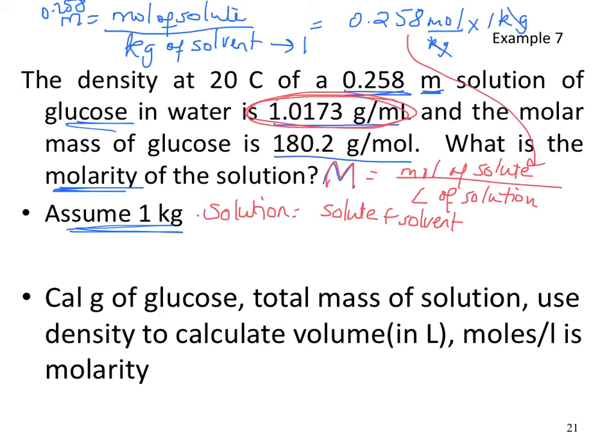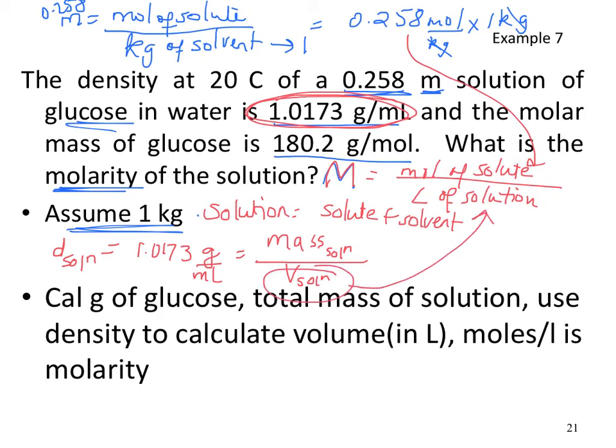So the density of the solution has been given to be 1.0173 grams per milliliter. But what is density after all? The density can be written as mass of the solution divided by volume of the solution. And if you really think about it, it is this volume that I am after.